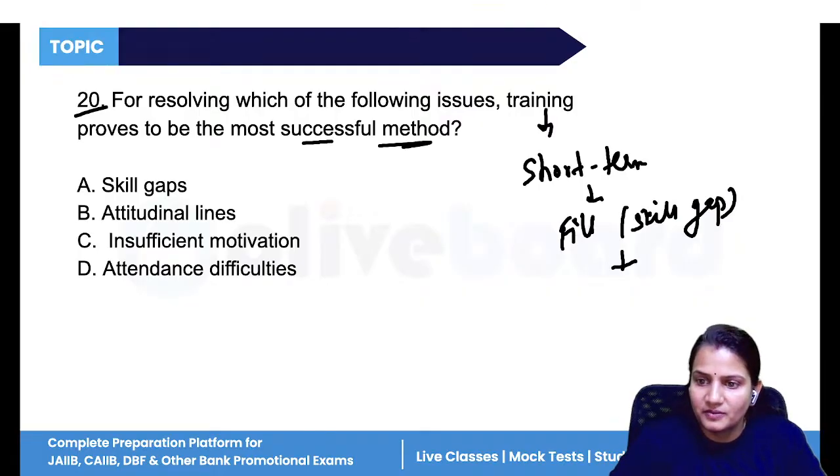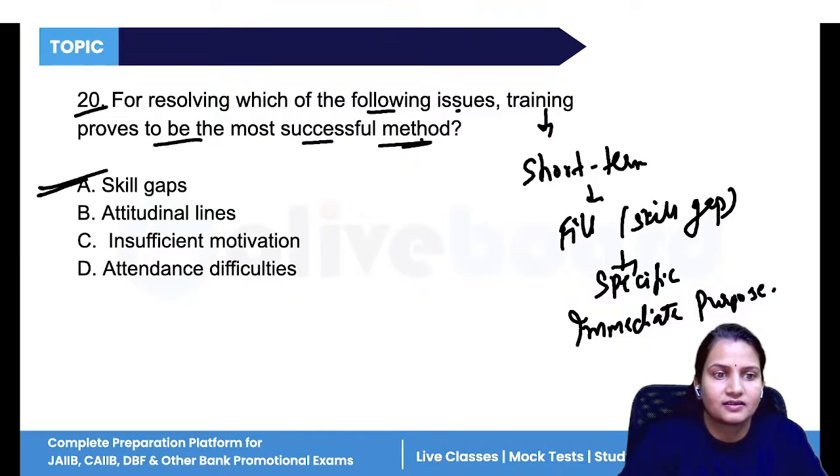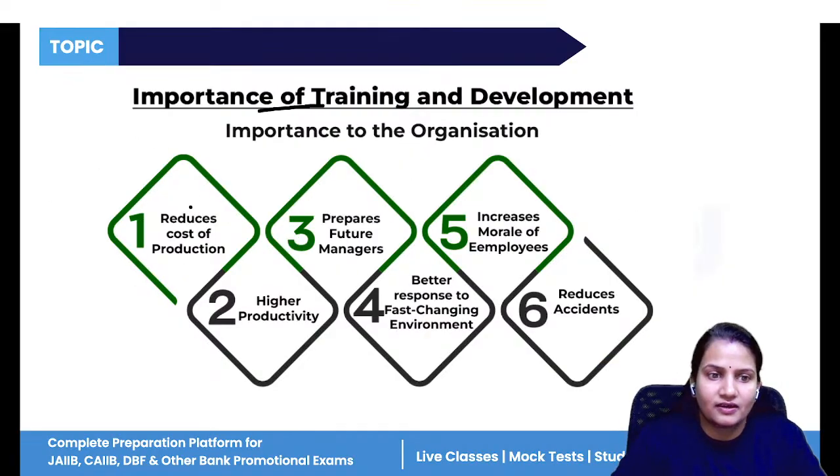It is for a specific purpose. It is for an immediate purpose. So these are all the keywords of training. Okay. So for resolving which of the following issues training proves to be the most successful method, that is skill gaps. So the importance of training is that it reduces cost of production. If a person is getting training, it means for that immediate work, for any specific job, that person is provided training. Training is used for a specific activity.